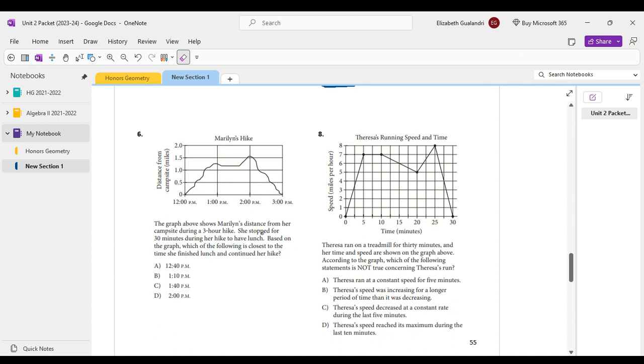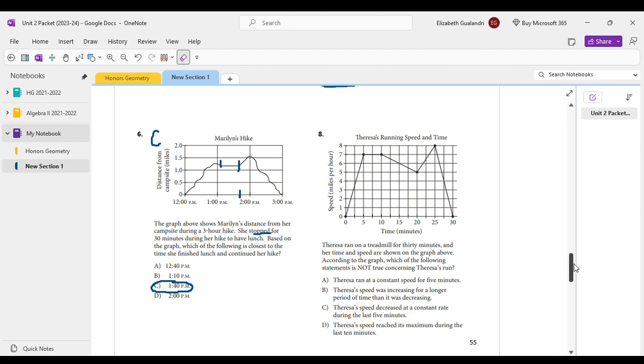So if she stopped to have lunch for about 30 minutes, that lunch time is right here, where there's no change in her distance from her campsite. And then we want to know when she finished having lunch. So finished having lunch should be right in here. Looking at that, it should be between 1 o'clock and 2 o'clock, and we're closer to the 2 o'clock time. So C is going to have to be our answer there, interpreting that graph.